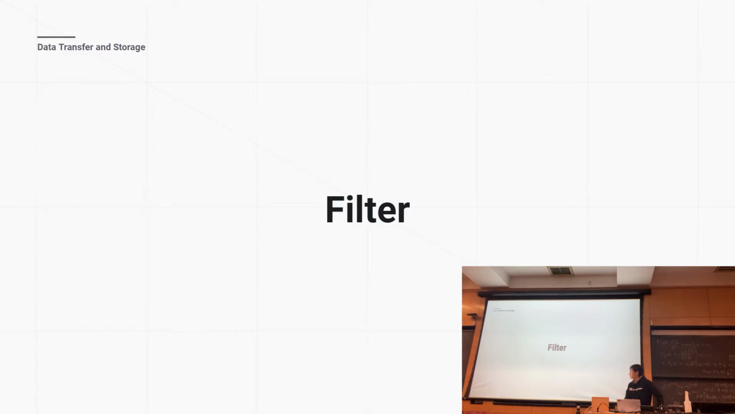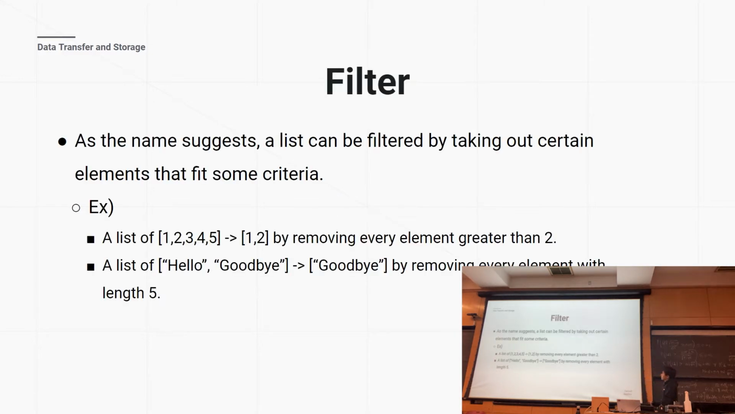But anyways, moving on to filter. As you can probably guess from the name, filter can take out certain items from the list, or more accurately, create a new list which has only certain elements of the original list. So I can take my original list, 1, 2, 3, 4, 5, and I can say, okay, every element greater than 2, I don't want. I only want elements less than or equal to 2. Either way, I'll get the result filtered as 1, 2. And I can say the same thing for hello goodbye by removing every element with like 5. So the new result would be goodbye because I've filtered out hello in that case.